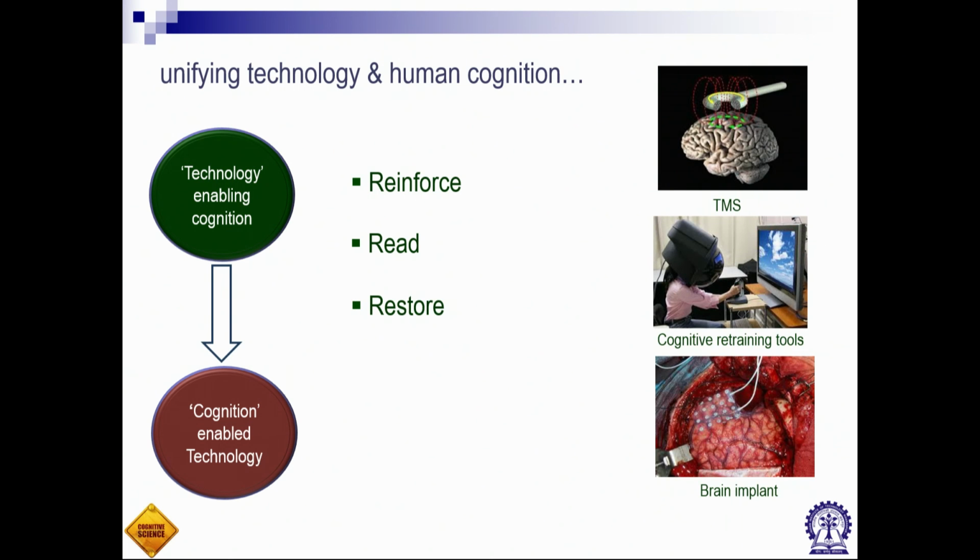We also want to restore human capability, which includes all kinds. The transcranial magnetic stimulation, we all know. Cognitive retraining tools is a very important thing, because most of the retraining tools today in immersion technologies are in the virtual reality areas. How do we train them? And also implant is a big area.